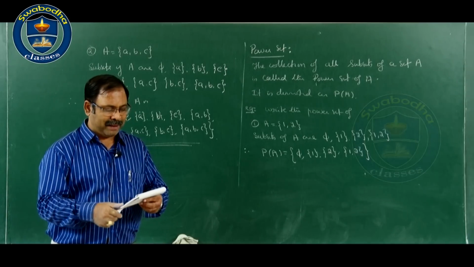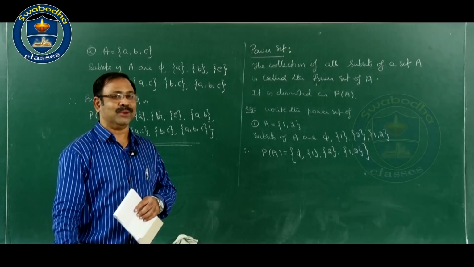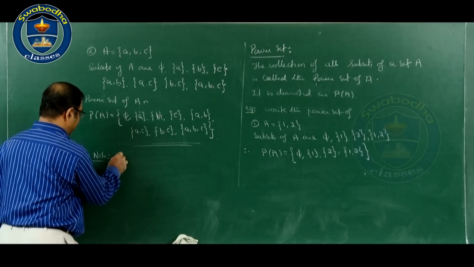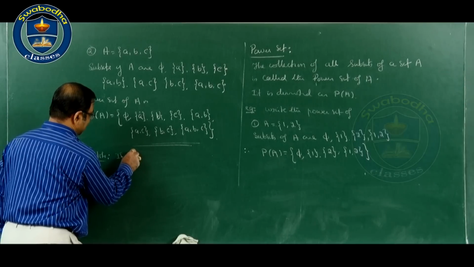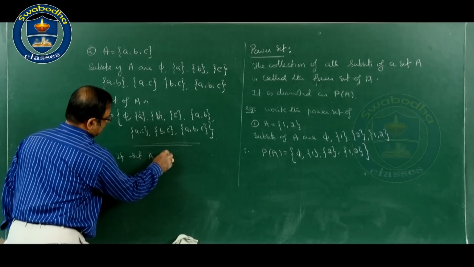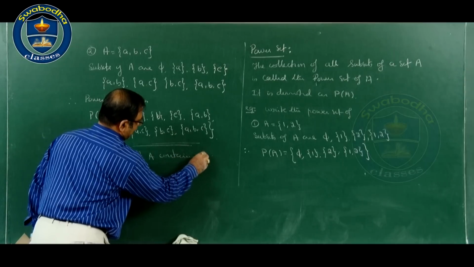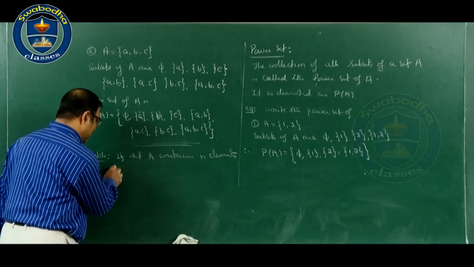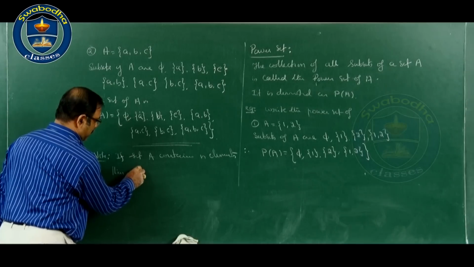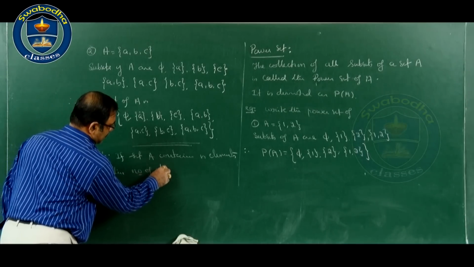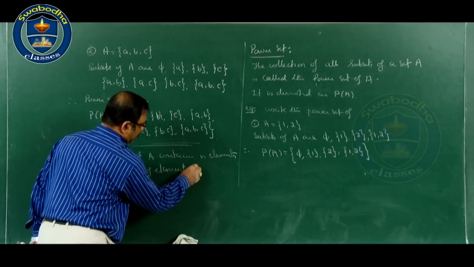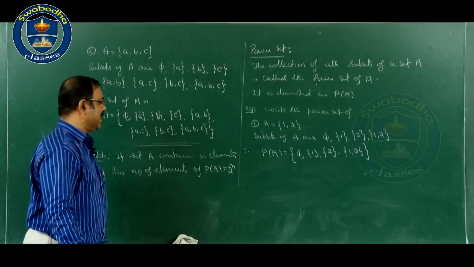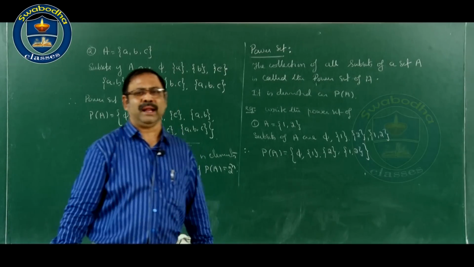Now, how many elements should there be in the power set? We can say, how many elements? See, if set A contains n elements, then the number of elements of P of A is equal to 2 power n. The same formula can be used.